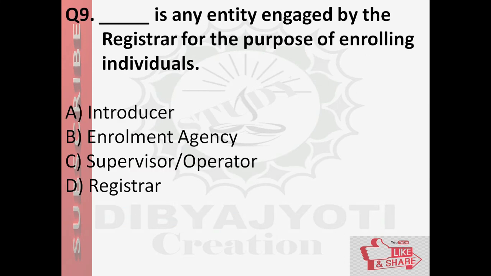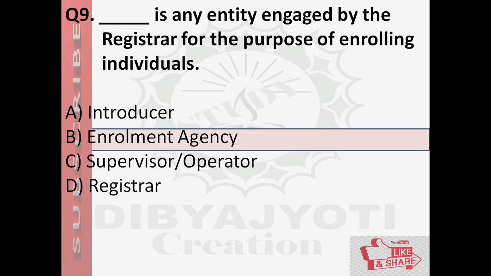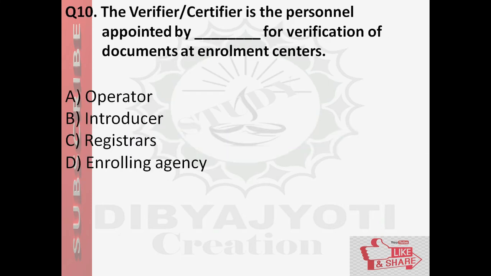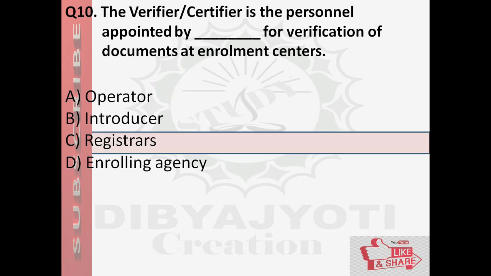Next, what is any entity engaged by the registrar for the purpose of enrolling individuals? Options are option A, introducer, option B, enrollment agency, option C, supervisor or operator, option D, registrar. And answer is enrollment agency. Then next question, the verifier or certifier is the person appointed by whom for verification of documents at enrollment centers? Options are option A, operator, option B, introducer, option C, registrar, option D, enrolling agency. And answer is option C, registrar.